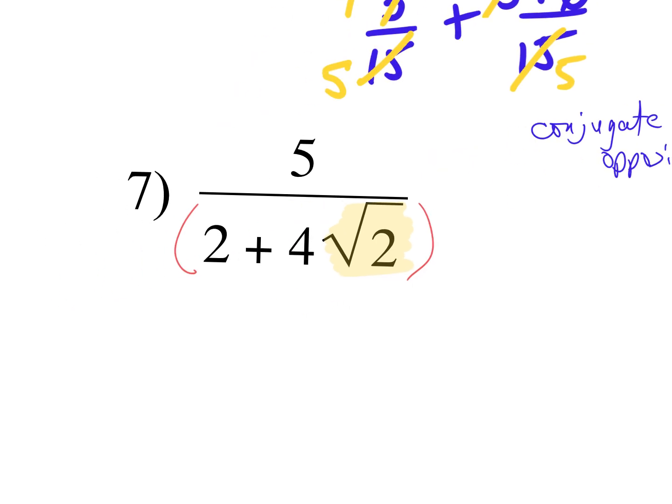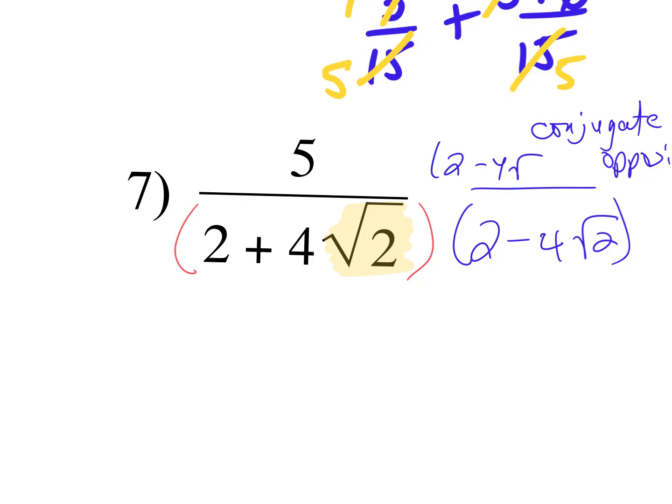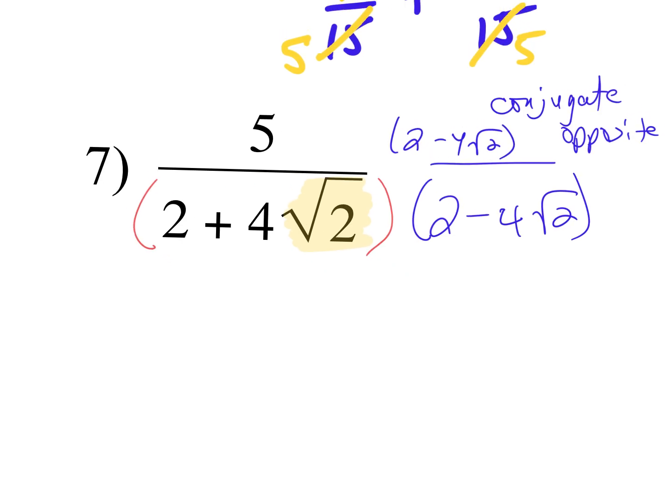So if you have 2 plus 4 square root of 2, what would the opposite of 2 plus 4 square root of 2 be? Perfect. So I'm going to say 2 minus 4 square root of 2. And what you do to the bottom, and anytime you have a fraction, you do where? To the top. So 2 minus 4 square root of 2. So now we have to FOIL. We have to multiply. So do this with me.